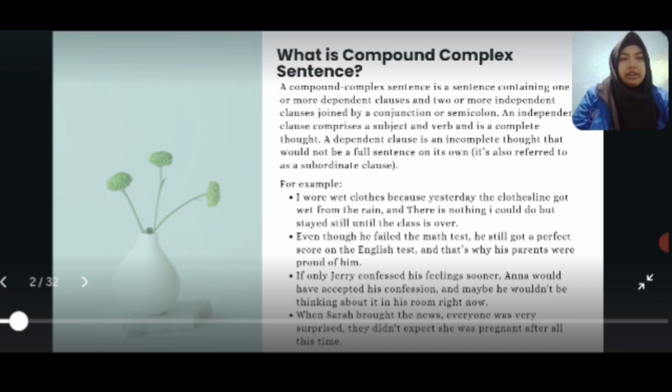And then the third one: if only Jerry confessed his feelings sooner, Anna would have accepted his confession, and maybe he wouldn't be thinking about it in his room right now. And then the last one is: when Sarah brought the news, everyone was very surprised. They didn't expect she was pregnant after all this time.